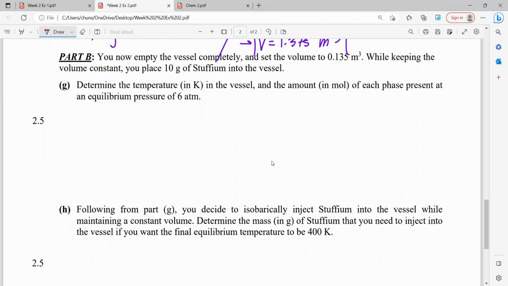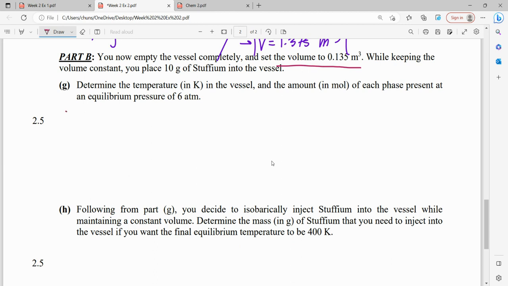So next we have we empty the vessel completely and set the volume to 0.135 meters cubed. While keeping the volume constant, you place 10 grams of stephium into the vessel. Determine the temperature in the vessel and the amount of each phase present at 6 atm.